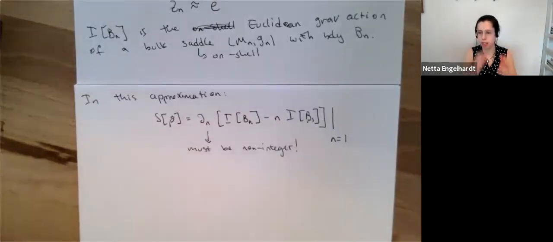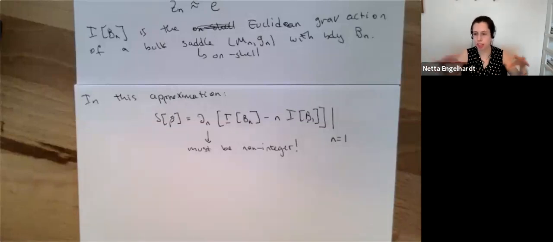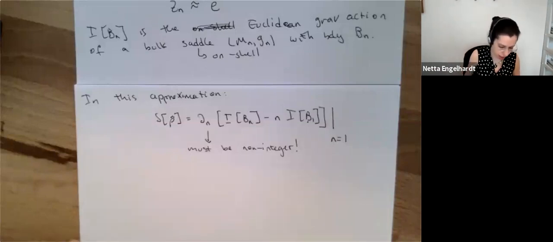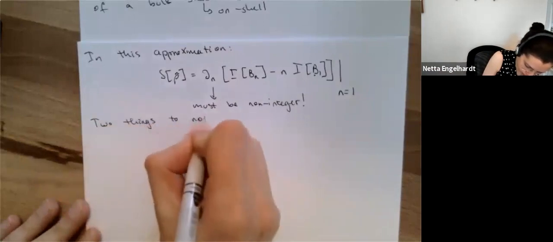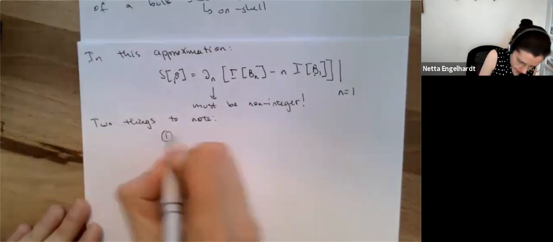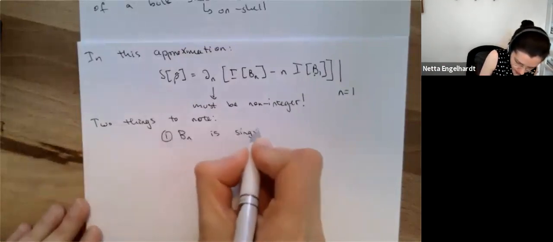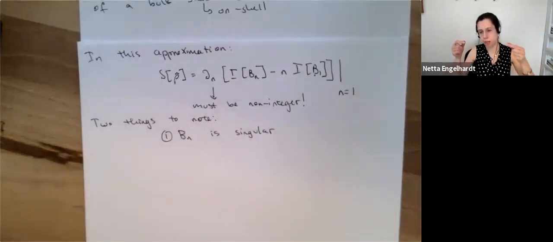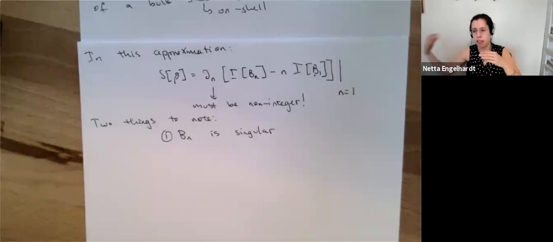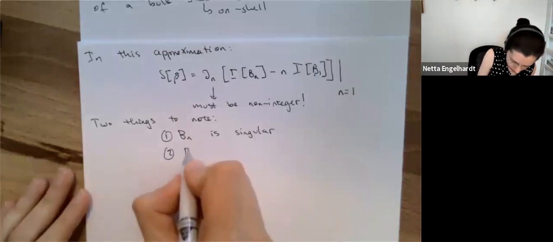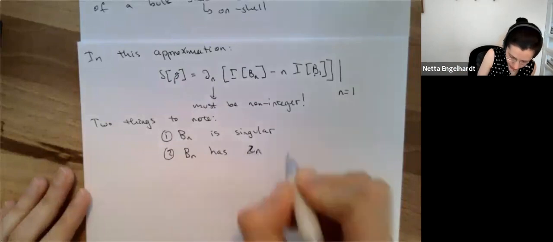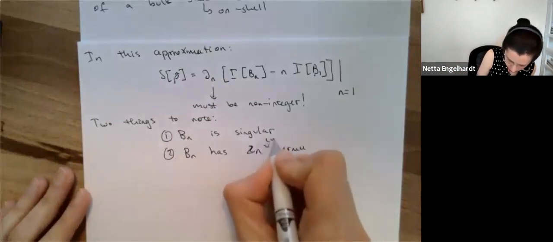But so far, of course, we had this discrete integer number of copies. So clearly, we are going to have to think about n as a non-integer somehow. Now, another couple of things to note. So 2 things to note. The first is that b sub n is singular. Along the edges of the cuts, we have a singularity in this manifold as we identify it cyclically. A second thing to note is that b sub n has Zn cyclic permutation symmetry.